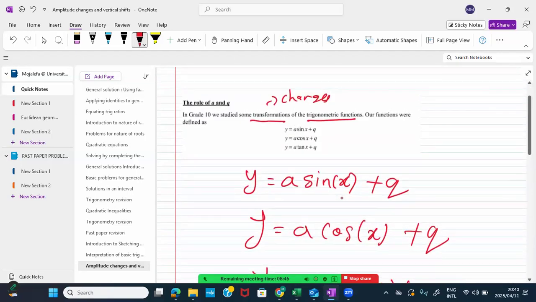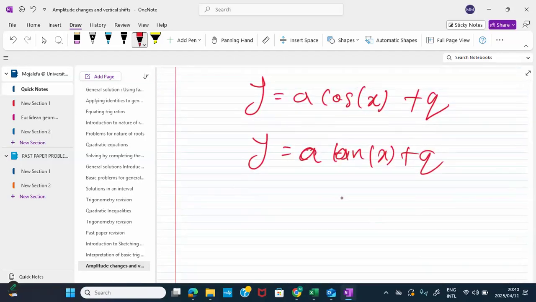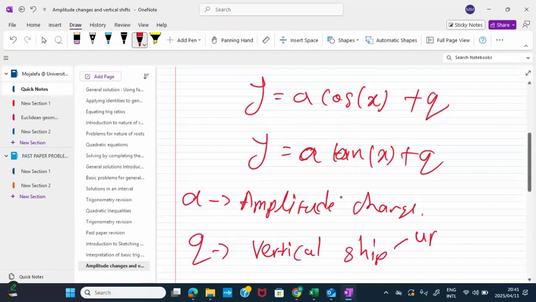We normally gave you something like this, whereby a gives us the amplitude change, and then q normally gives us the vertical shift. And by vertical shift, remember we mean are we shifting the function up or down?